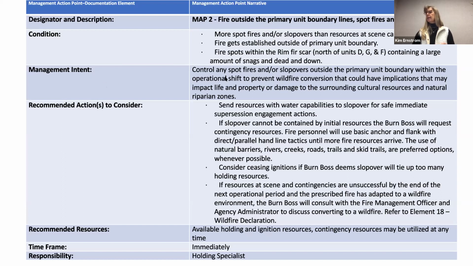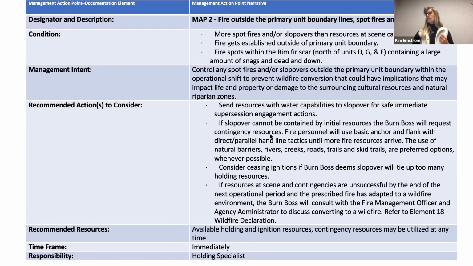So the intent then is we want to control those spot fires. We want to get our slopovers under control. And we don't want to cause any damage, in this case, the way it's written, to these cultural resources and anything else that's in the area. The actions are that we're going to send resources with water to deal, maybe we have a porta tank set up that was set up just for contingency, and now we're going to use it, okay? Or in this case, it says we can't contain that.